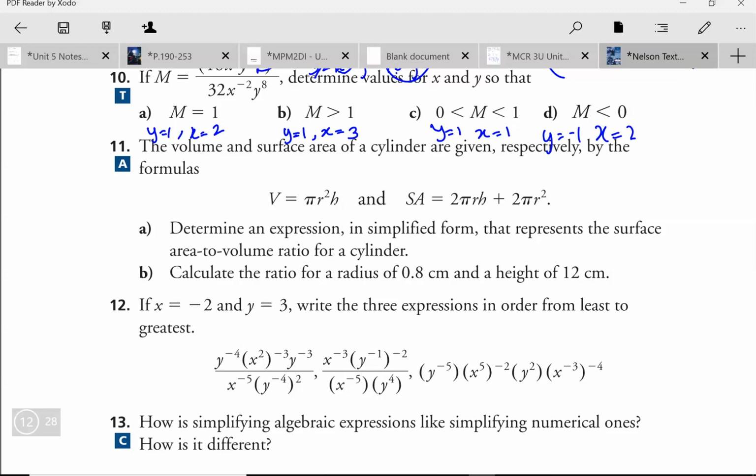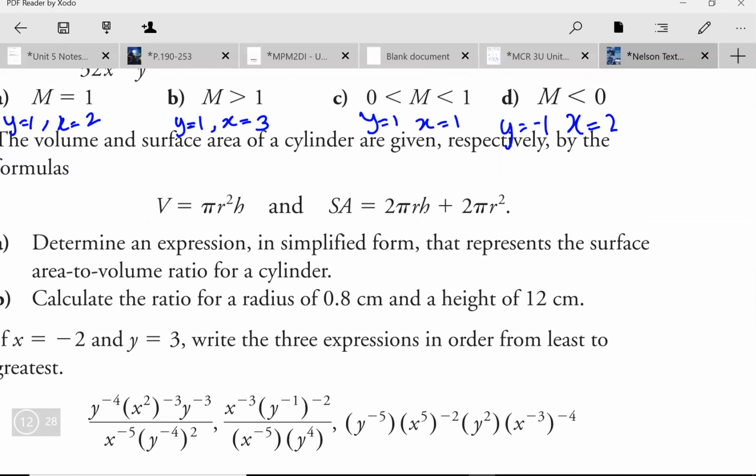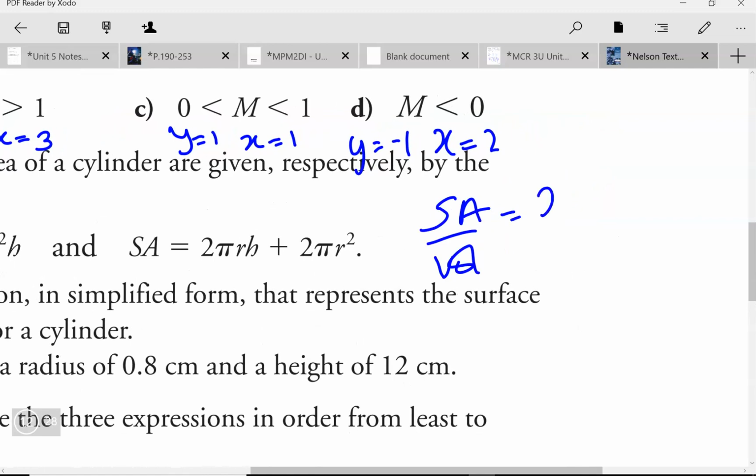Whoa, what do you look at this? The volume and surface area of the cylinder are given by the formulas. Determine an expression in simplified form that represents the surface area to volume ratio for a cylinder. This is exactly the same question from our assignment. Hashtag throwback. Okay, so surface area to volume ratio. So we're doing surface area divided by volume. We're looking for that ratio.